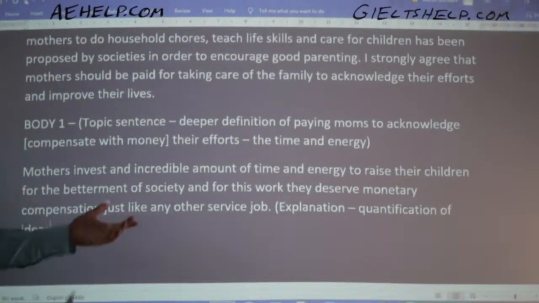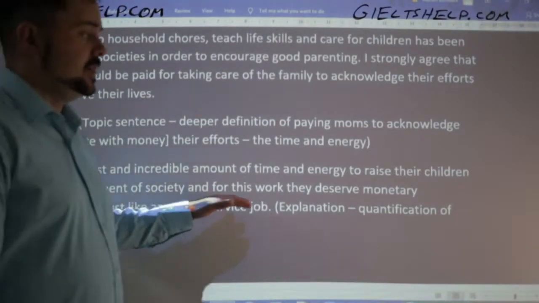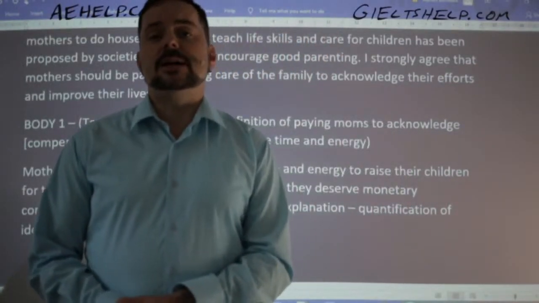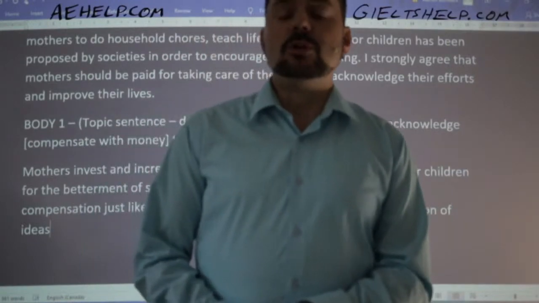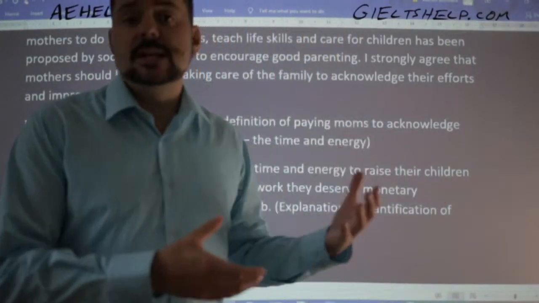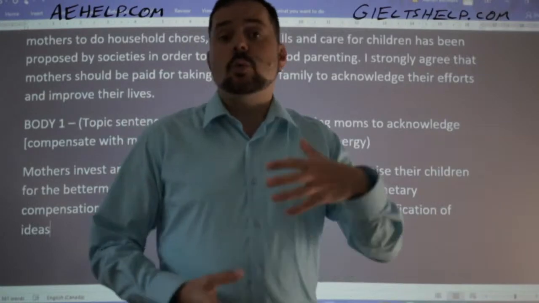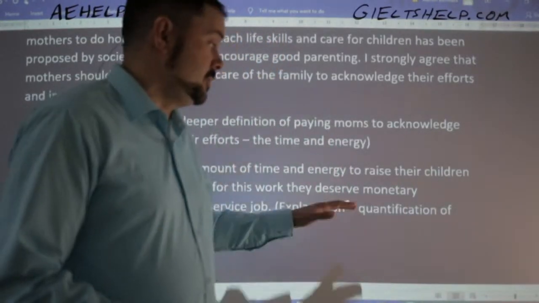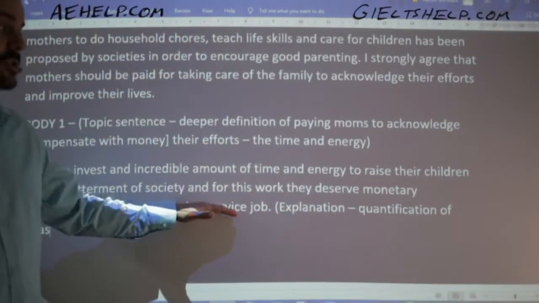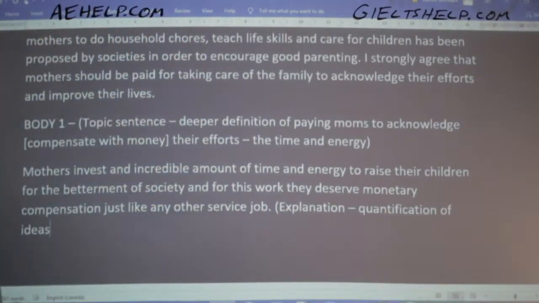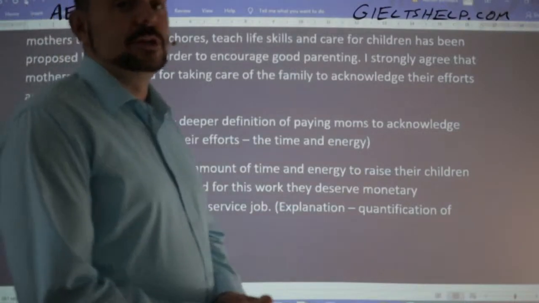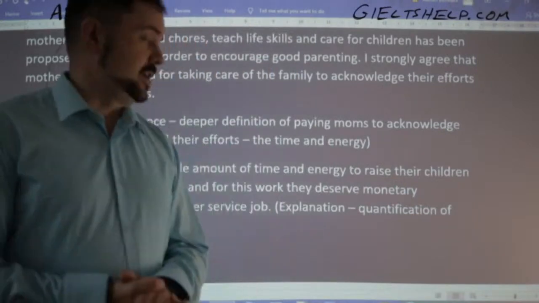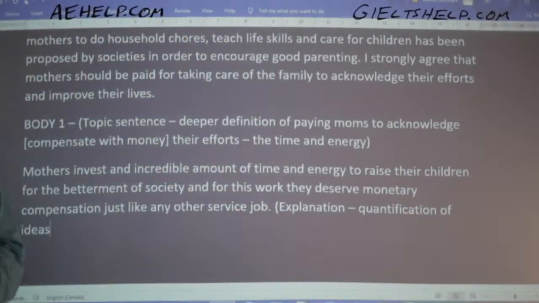To raise their children. How much money they should receive, at least a base salary that's equal to a full-time minimum wage job. You could say that, or you could say at least twice the salary of minimum wage, because mothers definitely deserve a decent pay for their effort. They arguably work much more than a simple full-time employee. So that's your quantification, okay? That's where you quantify, all right?